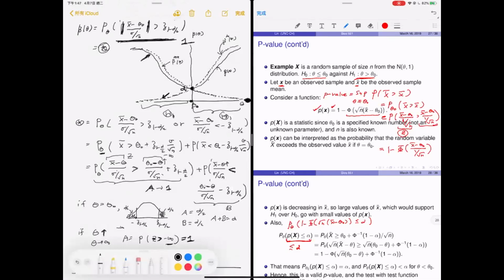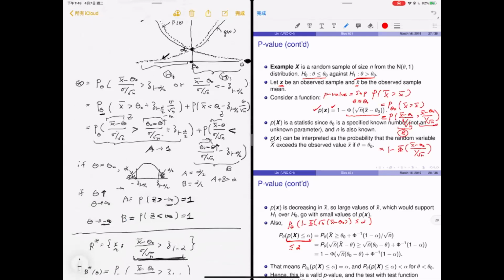If theta goes to infinity, it's not there. It's Z. Sorry about that, I should put it here. If theta goes to infinity, the same thing. So this guy is a Z, then the B part becomes the probability of Z smaller than what? Minus infinity. This guy goes to minus infinity. So the beta part actually is this. I should write this.